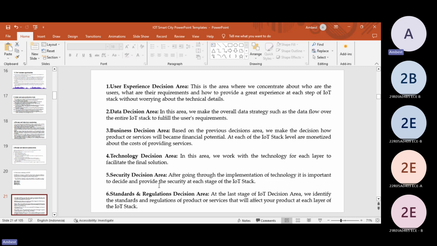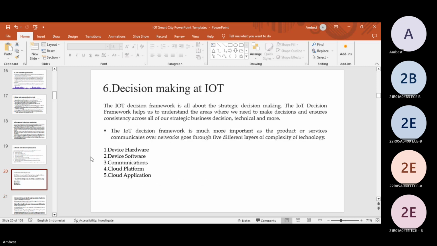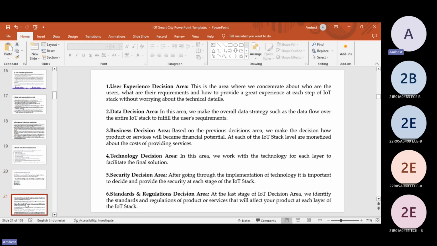So this is all about the decision areas. I was repeating one more time. The decision making in IoT is all about a framework which has a strategic approach to decision making. So this IoT decision framework helps us understand where we need to take decisions and to ensure consistency across all the strategic business and technical decisions, etc. And this has been implemented with the five things, which are the device hardware, device software, communications, cloud platform, cloud applications.